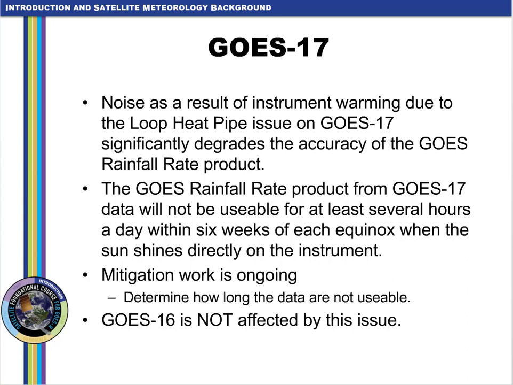Noise as a result of instrument warming due to the loop heat pipe issue on GOES-17 significantly degrades the accuracy of the GOES rainfall rate product. The GOES rainfall rate product from GOES-17 data will not be usable for at least several hours a day within 6 weeks or so of each equinox when the sun shines directly on the instrument. Mitigation work is ongoing to determine how long the data are not usable. Keep in mind that GOES-16 is not affected by this issue.